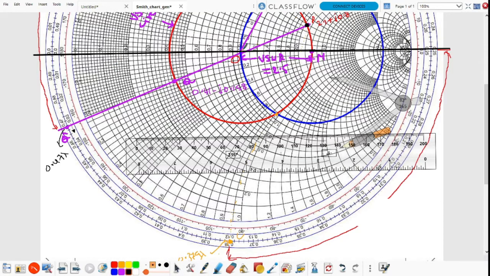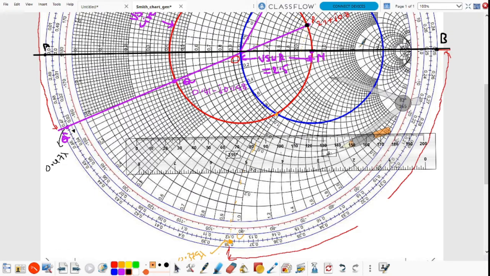This is the horizontal axis. The left end of the Smith chart, on the outer circular rim, that cutting point is considered as point A. And this is the right end of the Smith chart, which is considered as point B.